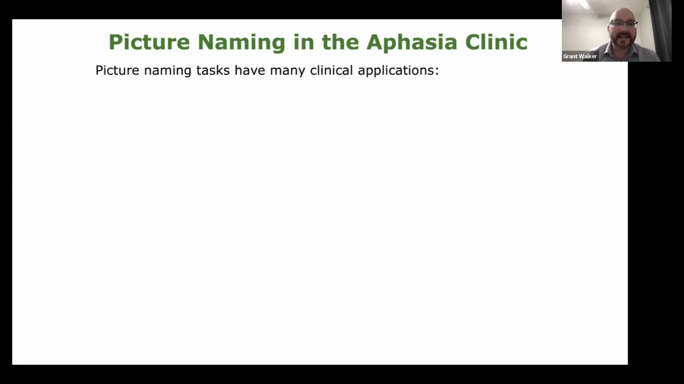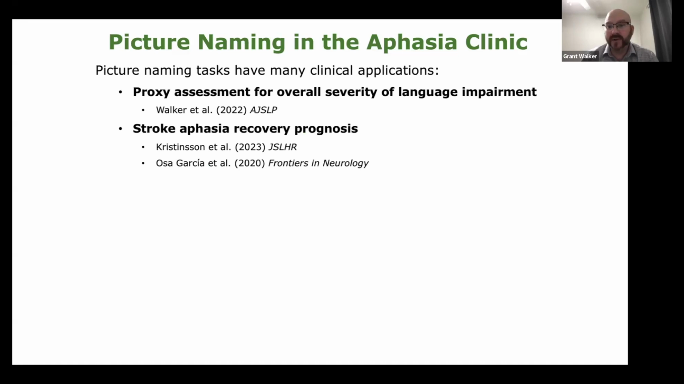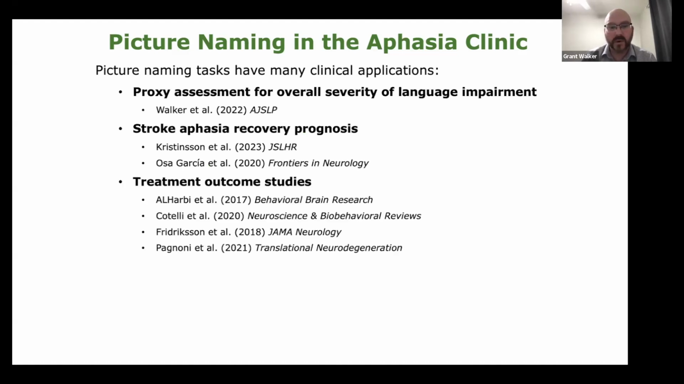Picture naming tasks have many clinical applications. They're used in several different ways in the clinic by different clinical practitioners. One possible use for this is a proxy assessment for overall severity of language impairment, and we'll talk a little bit more about that in detail. Stroke aphasia recovery prognosis. There may be some information about how treatment and things might work going forward. Treatment outcome studies. I guess I got ahead of myself there. Measuring the effects of treatments.